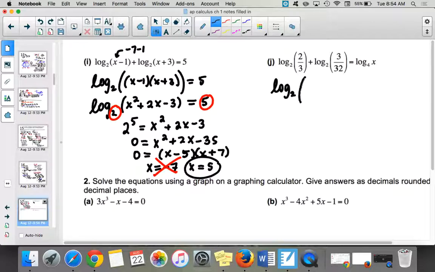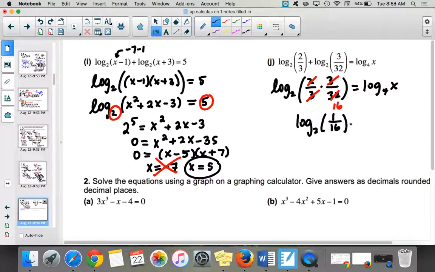All right, the next one, we're going to combine. We have log base 2 of 2 over 3, and we're going to multiply by 3 over 32. And this is equal to log base 4 of x. It's kind of scary because they have different bases, but don't let that throw you. So the 3's go away, the 2 and the 32 reduce out, so we get 16 there. So we have log base 2 of 1 over 16 equals log base 4 of x.